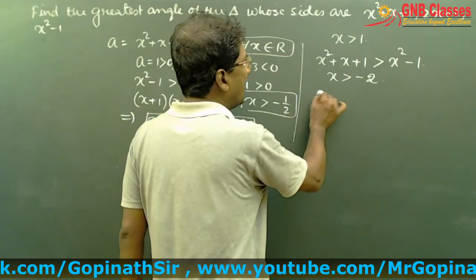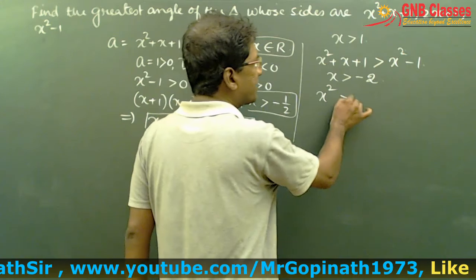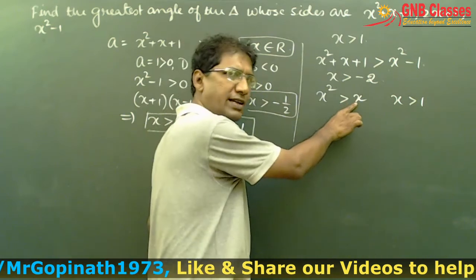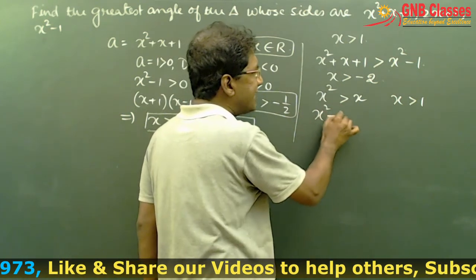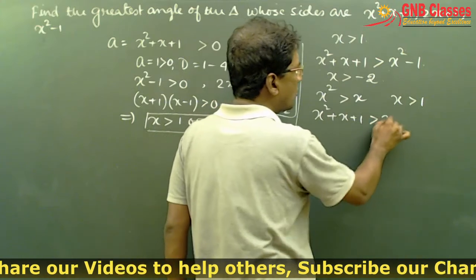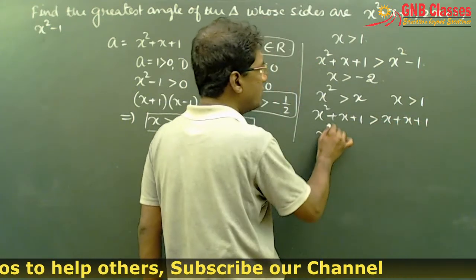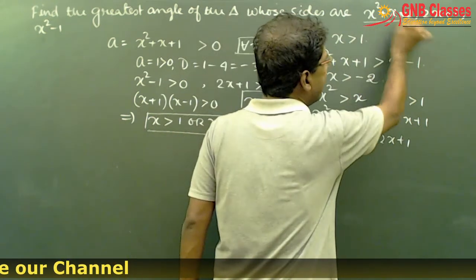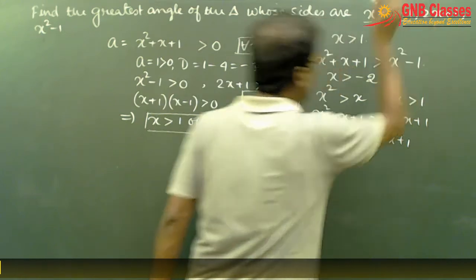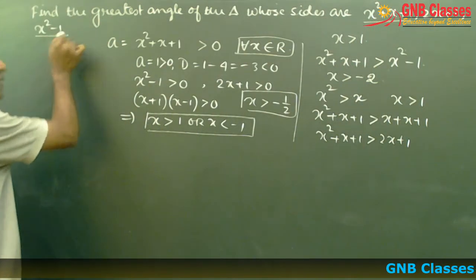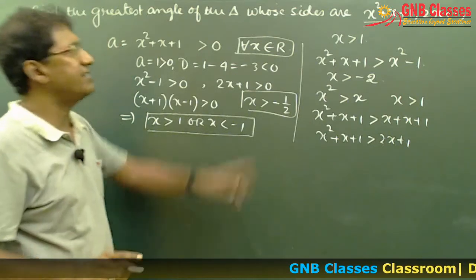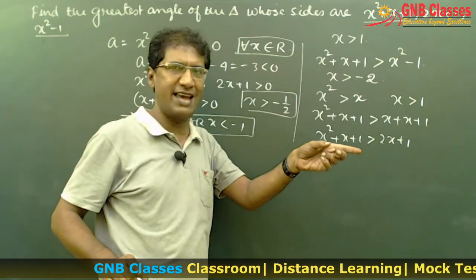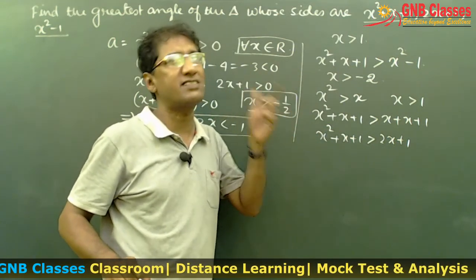Now you see, as x is greater than 1, we can say x square is greater than x. Now, we add x plus 1 on both sides. So what are we going to get? We get x square plus x plus 1 is greater than 2x plus 1. That is, this side is greater than this one, and we have also proved that it is greater than x square minus 1. Therefore, the greatest side is x square plus x plus 1. Thus, the angle opposite to this side will be greatest in this triangle.